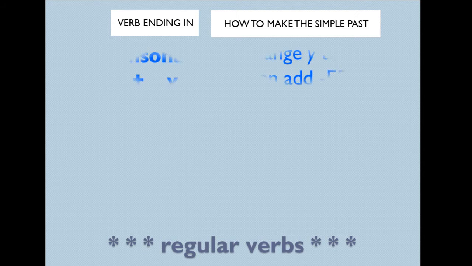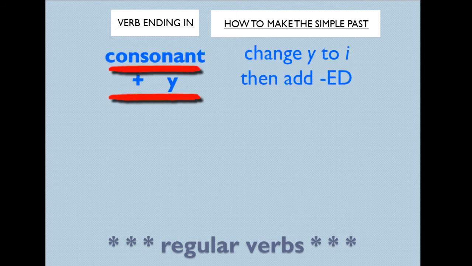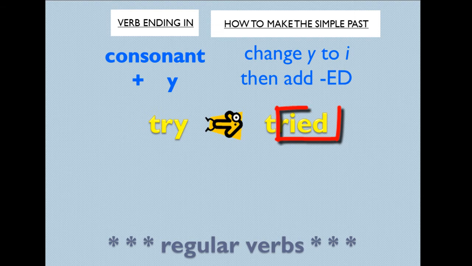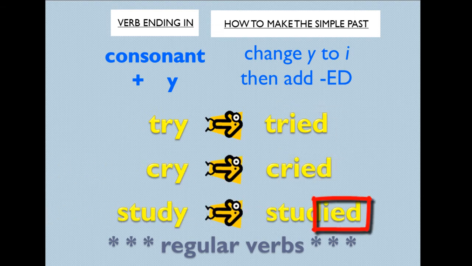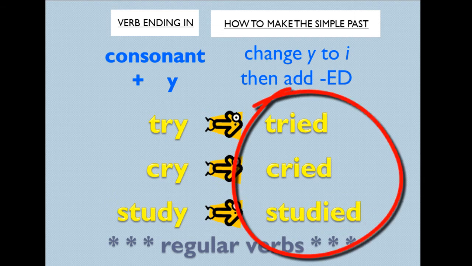The next rule is all verbs that end in consonant Y, we're going to change that Y into an I, and then we're going to add ed. Tried, cried, studied. Notice how we changed the Y into an I before we add the ed.